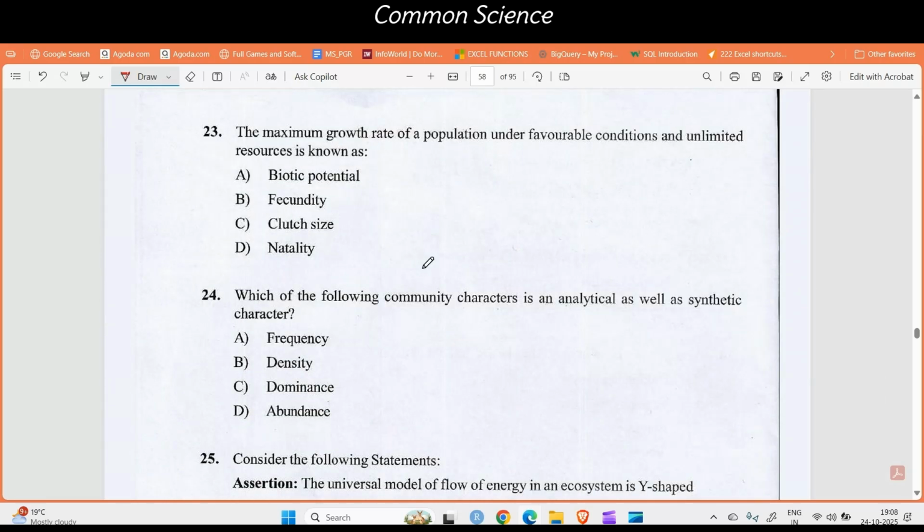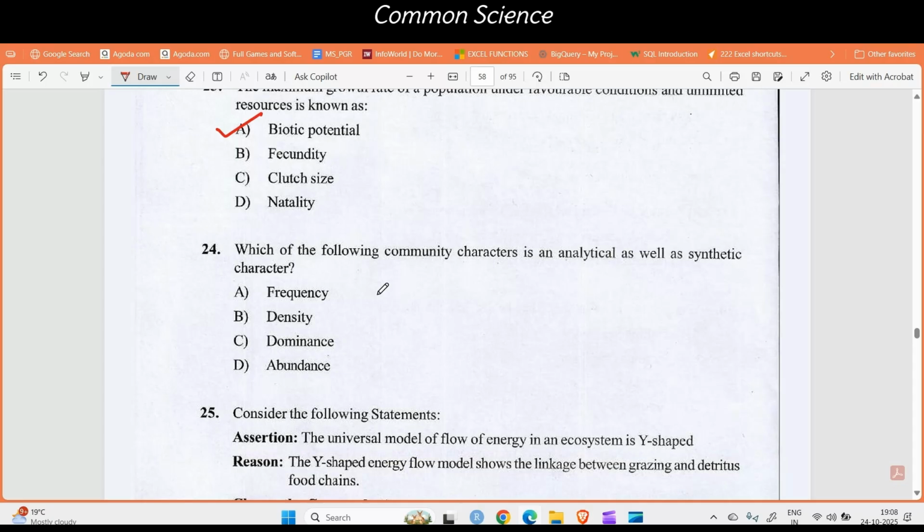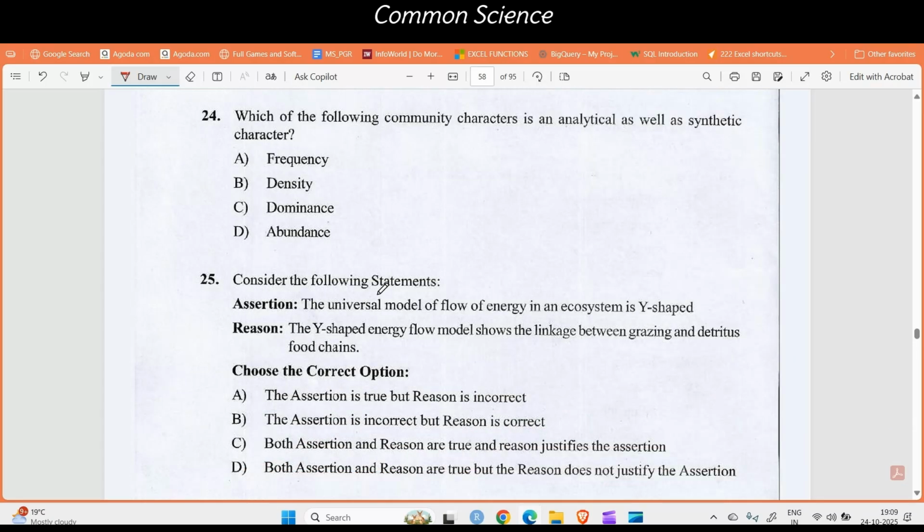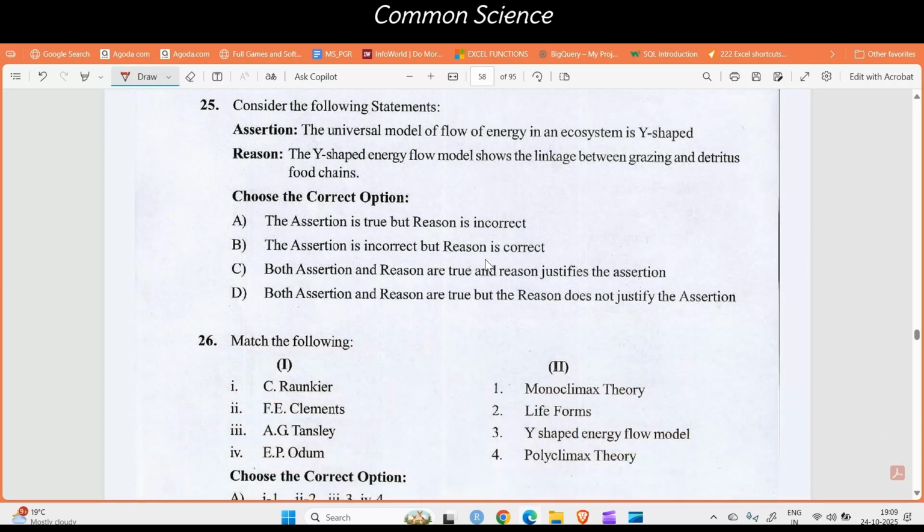question number 23. The maximum growth rate of a population under favorable conditions and unlimited resources is known as biotic potential. Fecundity is the number of offspring produced by a female over its lifetime. Question number 24 says, which of the following community characters is an analytical as well as synthetic character? Dominance is the community characteristic which is both analytical as well as synthetic.